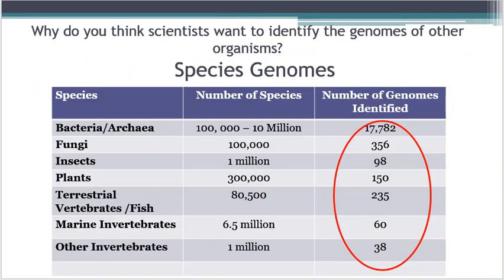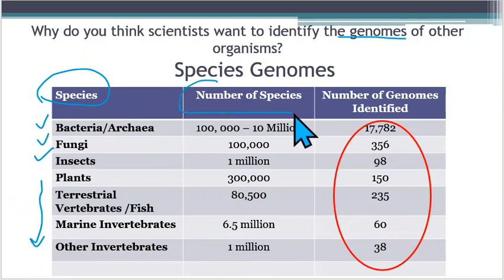Why do you think scientists want to identify the genomes, map out the genes of other organisms? Think about that for a little bit. This table is showing us that of all of these species of organisms, bacteria, fungi, insects, plants, etc., this is the number of species we've discovered, right? So bacteria, there are 100,000 to 10 million different species. And within those, there's 17,000 different genomes.